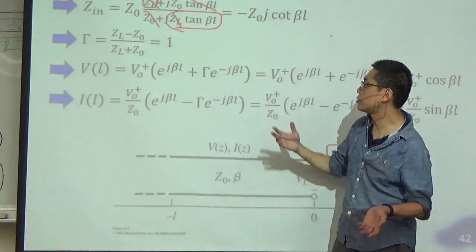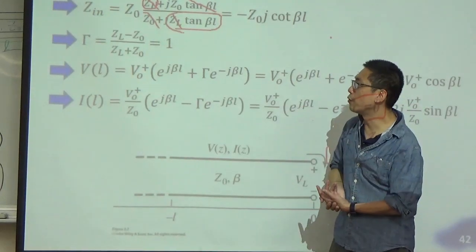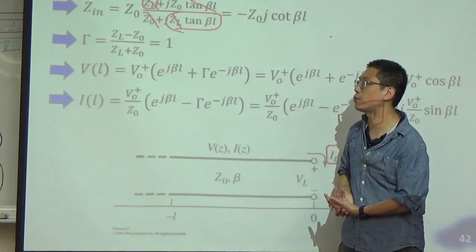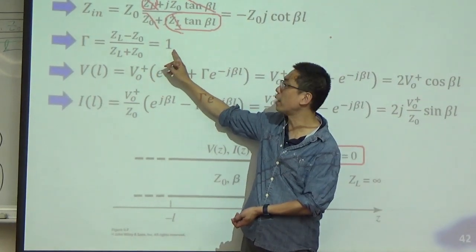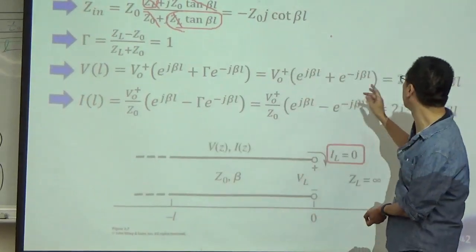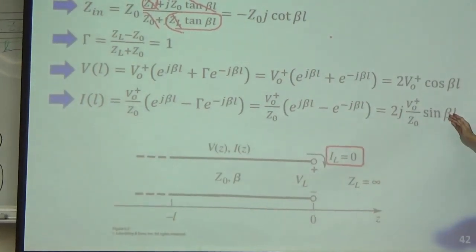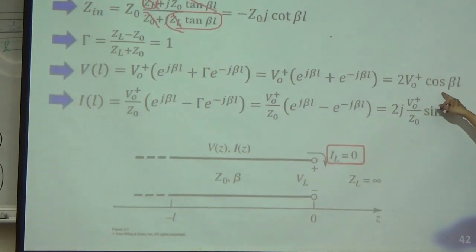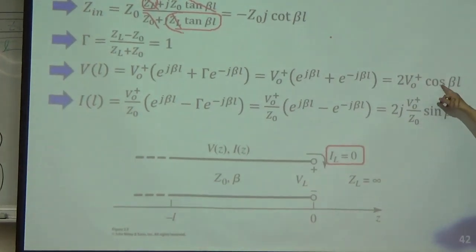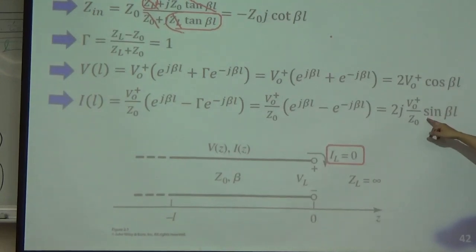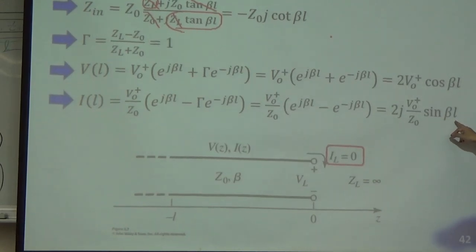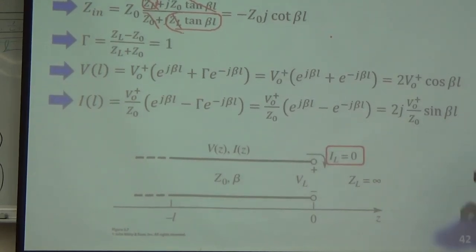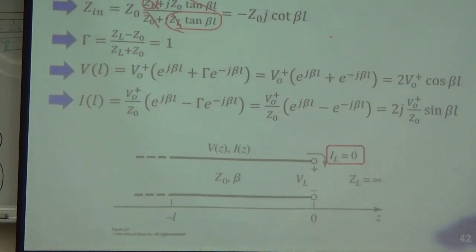Okay. So let's do a very similar thing. The reflection coefficient at Z equal to 0 is 1. Okay? And the voltage and the current functions become this one and this one. The voltage function is the real number of a cosine function, and the current is the imaginary function of a sine function. So when you connect to an open load.